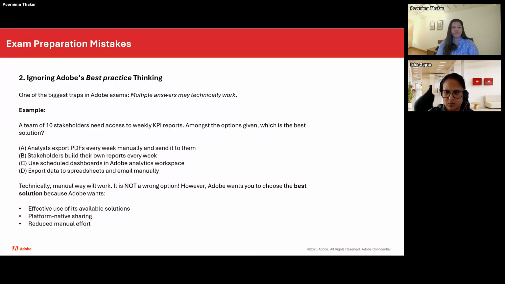So optimal, obviously, is using scheduled dashboards because it is automated. You don't have to manually do anything there. Of course, I have used a very simple example here for the audience, because for those who don't have much knowledge, I don't want to give you all complicated questions. But this is just to give you an idea that there might be options that are all technically correct, but you have to think from Adobe's best practice perspective. Is this one of the best practices? Is an automated approach better than manual? Of course it is. So that's what you choose.